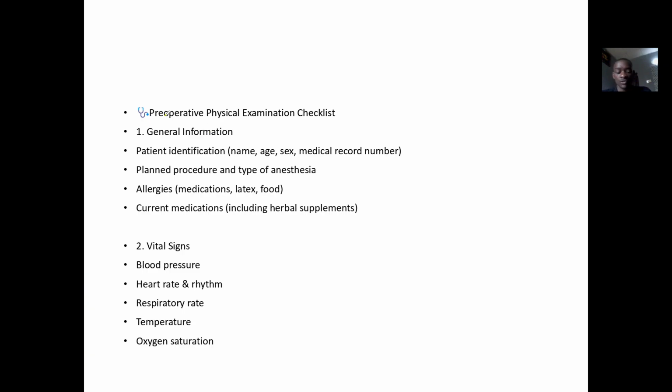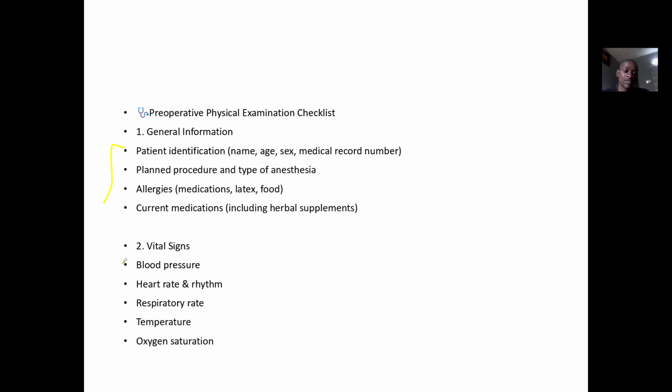So first of all, you have to get the patient's general information. So you have to identify that, okay, this is the patient I'm actually supposed to examine. Okay, so patient identification, planned type of surgery, type of anesthesia they want to use, allergies, current medications, all of that you should be aware of.